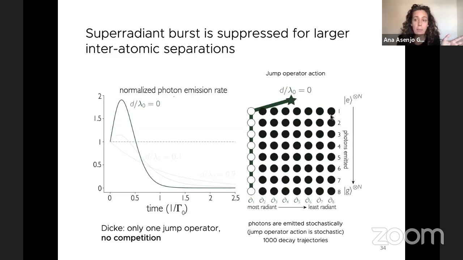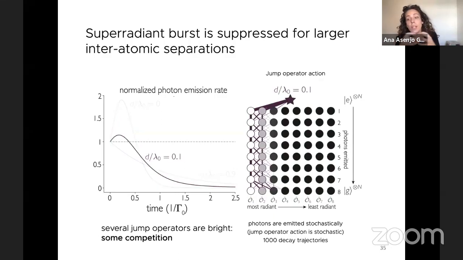They never participate. In this case, what we're seeing is a collection of 1,000 trajectories, and the width of this line tells us how probable it is that these jumps are acting. You see that all the trajectories follow the same path of action of jump operators. So in this case, there is only one jump operator, and there is no competition between them.